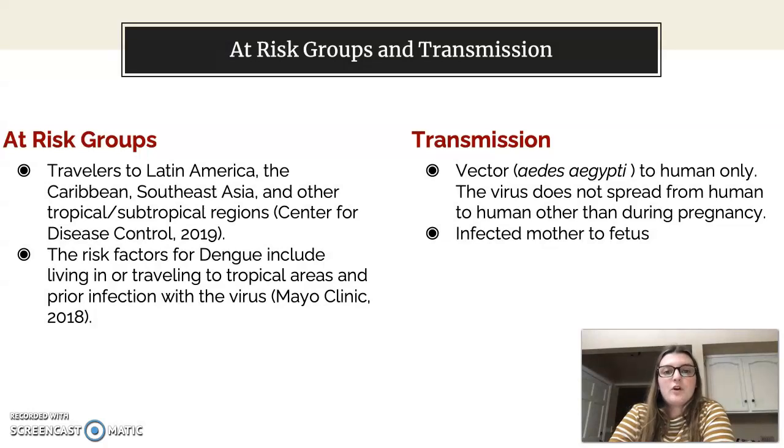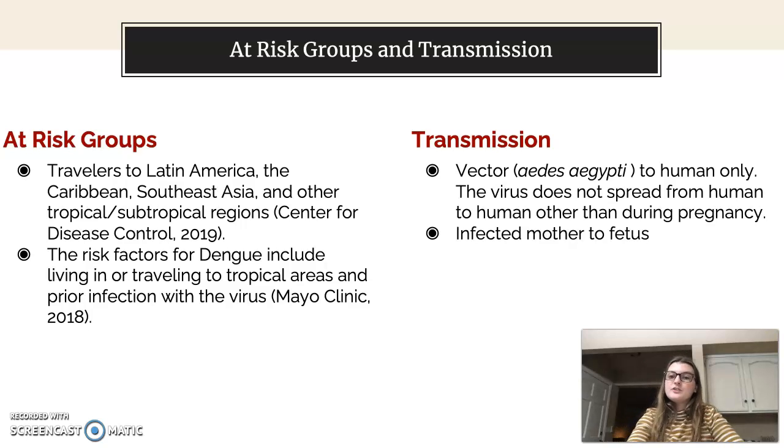So there are some groups who are more at risk, and here are some facts about the transmission of the virus. The at-risk groups include travelers, most commonly to Latin America, the Caribbean, Southeast Asia, and other tropical or subtropical regions. And the risk factors include traveling or living in tropical areas. Also, if you have previously been infected with the virus, you are more at risk to having it again.